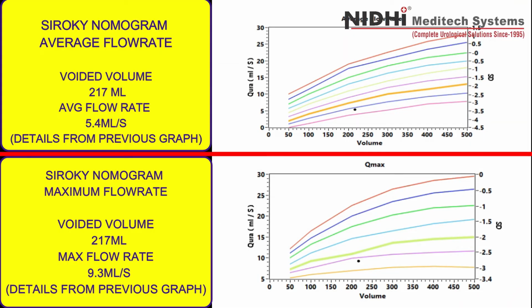NidhiFlow 8130 also displays Zero Key nomograms. It has an average flow rate Zero Key nomogram versus voided volume and a maximum flow rate Zero Key nomogram versus voided volume. Zero Key nomograms are required to observe the change in flow rate at different voided volumes, and they help overcome the limitation of flow rate being tied to any single voided volume.